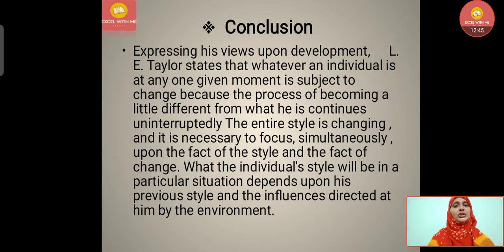So let's conclude this topic. Expressing his views upon development, L.E. Taylor states that whatever an individual is at any one given moment is subject to change, because the process of becoming a little different from what he is continues uninterruptedly. The entire style is changing, and it is necessary to focus simultaneously upon the fact of the style and the fact of change. What the individual style will be in a particular situation depends upon his previous style and the influences directed at him by the environment.